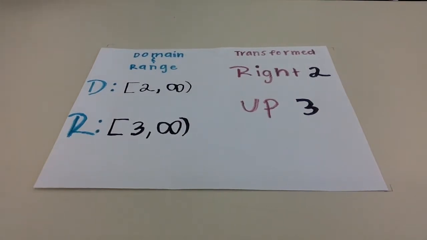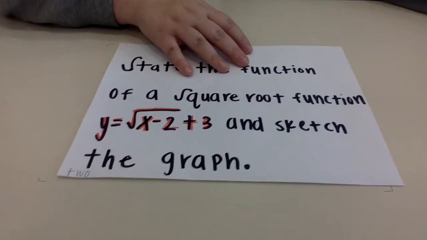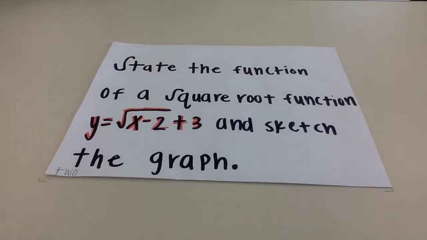Our domain of the square root of x minus 2, plus 3 is bracket 2 to infinity because it starts at 2 but goes on forever. And our range is bracket 3 to infinity because it starts at 3 but goes on forever. It is transformed to the right 2 points and goes up 3 points from the parent function. The question: state the function of a square root function, y equals square root of x minus 2 plus 3, and sketch the graph.